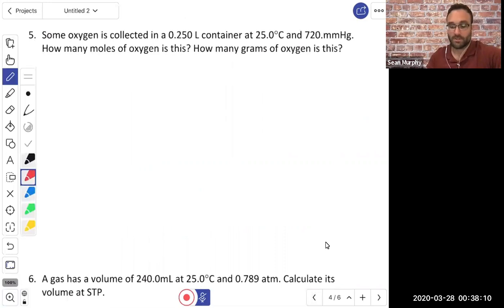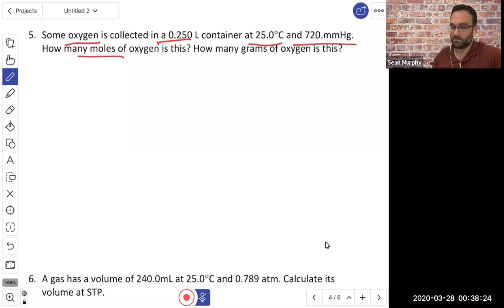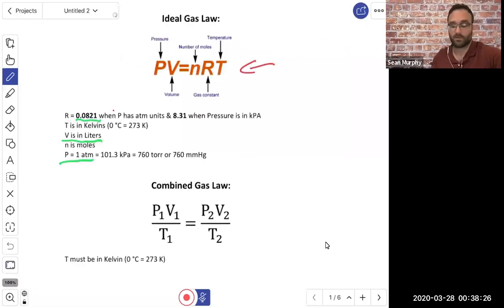Some oxygen is collected in a 0.25 liters container at 25 degrees C at 720 millimeters of mercury. How many moles? Oh, context clue. Moles, PV=nRT. Okay.